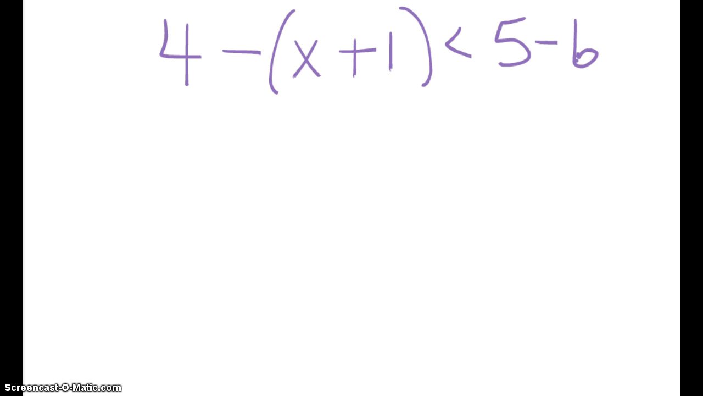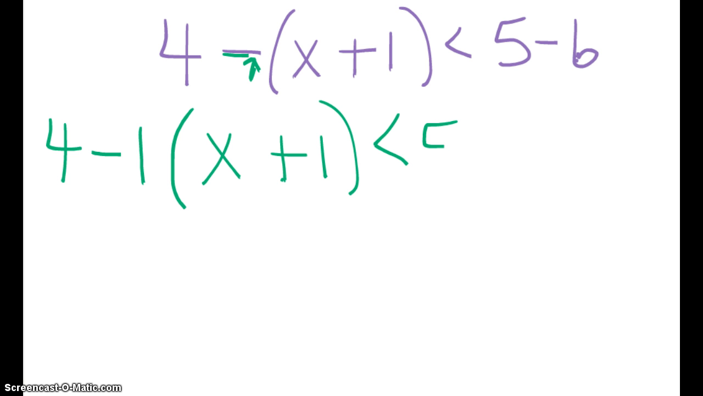Alright, go ahead and write this one down and try and solve it. Alright, you may think that this one's a little tricky. What this means is 4 minus, really, right here, this is like a 1. If there's nothing there, it's assumed that it's a 1. In this case, it's a negative 1 because there's a minus sign right here. What I would suggest that you do is just go ahead and say 4 minus 1 times x plus 1 is less than or equal to 5 minus 6. So just go ahead and show that 1 in there.